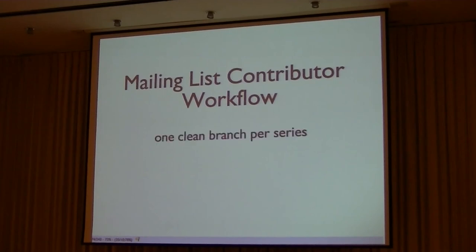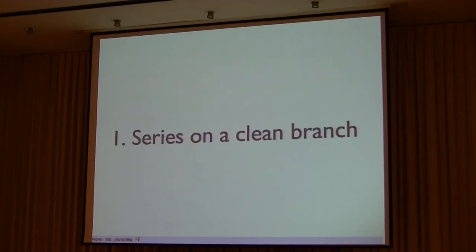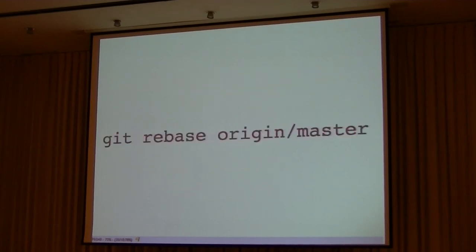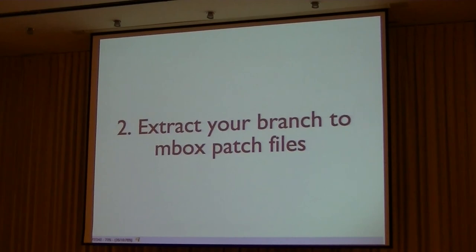If you do, there's a couple rules. Again, one clean branch per series, because it makes it easier to extract a patch series out of it. Then you extract them to patch files, and then you mail those patch files to a mailing list. And Git has a very nice way of doing it. To create a clean series, you just rebase whatever topic branch you're on top of origin master. That'll take the difference, move it onto origin master, make sure it's up to date, and then you can extract whatever's unique to the branch to patch files that are inbox formatted easily.